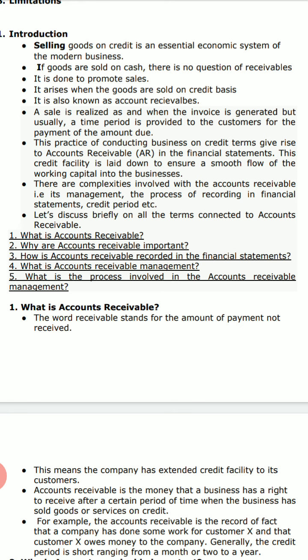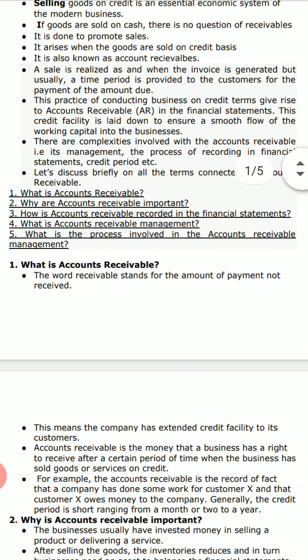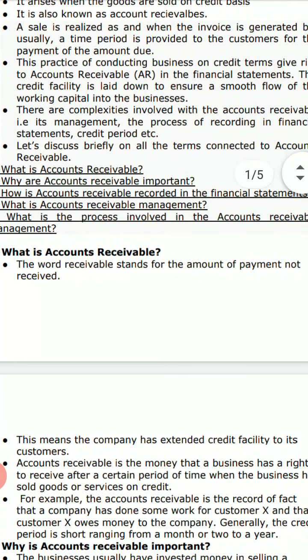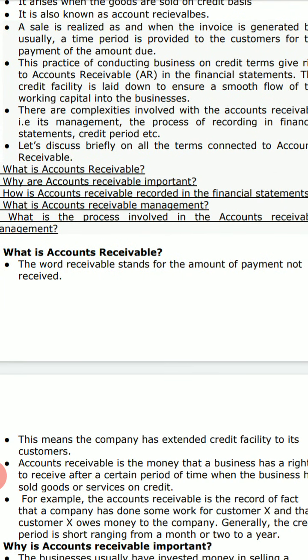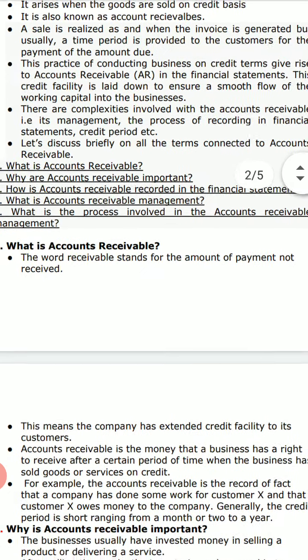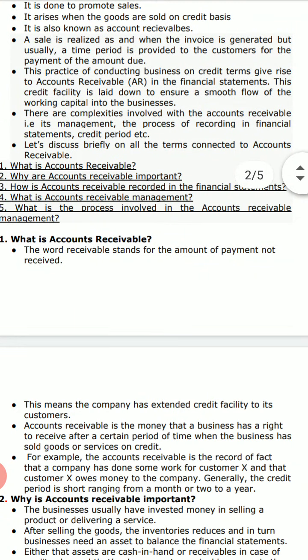So this practice of conducting business on credit terms gives rise to accounts receivable in the financial statements. This credit facility is laid down to ensure that there is a smooth flow of working capital into the business, right? But there are also complexities involved in accounts receivable, that is its management, the process of recording in the financial system, and what the credit period will be. There are so many aspects and issues that are related.